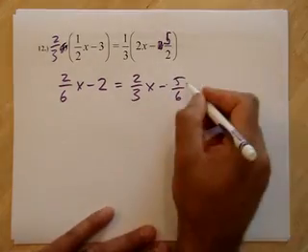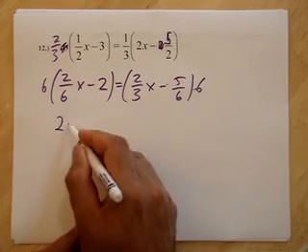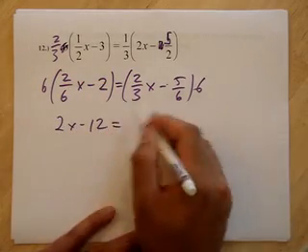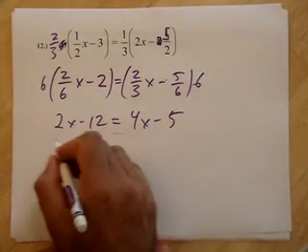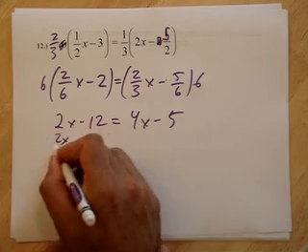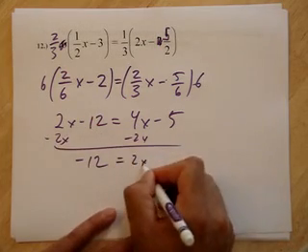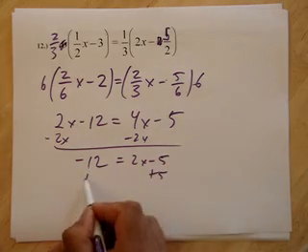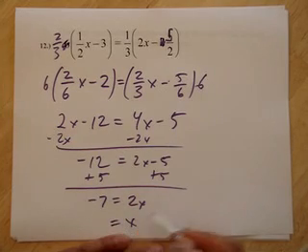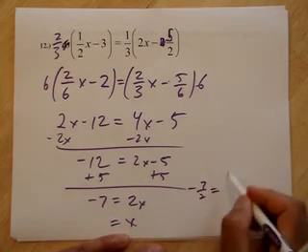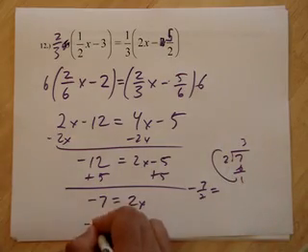So I have a 6 and a 3, so I'll multiply both sides by 6. 6's cancel out. I get 2x minus 12 equals 4x minus 5. This is really nice. So I'm going to subtract 2x from both sides. I end up with negative 12 equals 2x minus 5, add 5. I get negative 7 equals 2x, so x equals negative 7 over 2, which is, how many 2's go into 7? 3 times 2 is 6, 1 left over, 1/2. Negative 3 and 1/2.